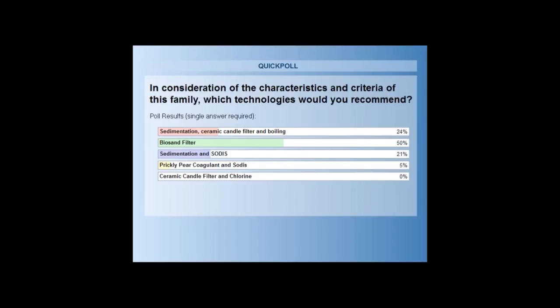Okay, interesting little poll there. What have we got as the result? Well, 50% of our respondents promoted the biosand filter. 24% of our respondents looked at sedimentation, ceramic candle, and boiling. 5% went for the prickly pear, and 21% sedimentation and sodas, and nobody went for ceramic candle, filter, and chlorine.